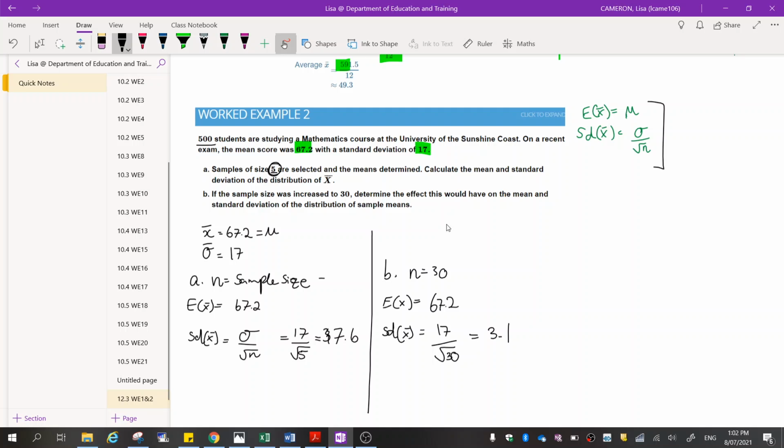Now, it asks you to comment if the sample size is increased to 30, determine the effect this would have on the mean and standard deviation. So we have to comment on it. So no effect on the mean. Standard deviation is reduced when the sample is increased. And Bob's your uncle, that's it.